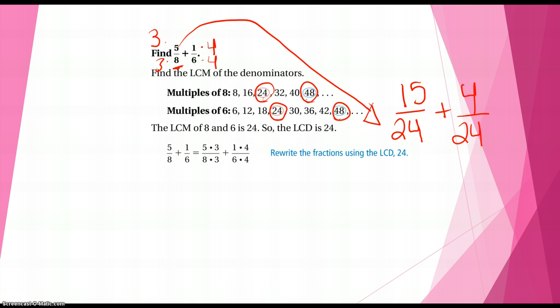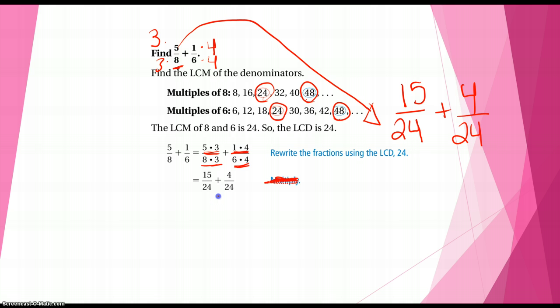Here's what our book says. The exact same thing I just said. The bottom we multiplied by 3, so the top we're multiplying by 3. The bottom we multiplied by 4, so the top we're multiplying by 4. We're going to rewrite our fractions using the least common multiple: 15 over 24 and 4 over 24. Look, we were right. Our next step is not to multiply, because that's not what our step is.